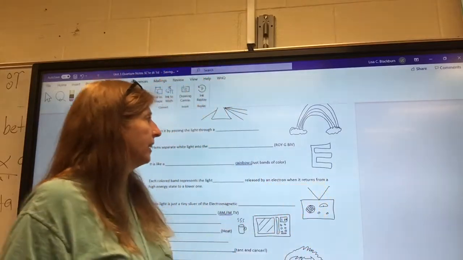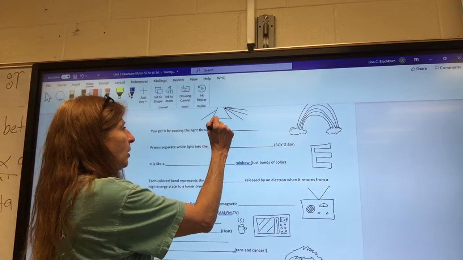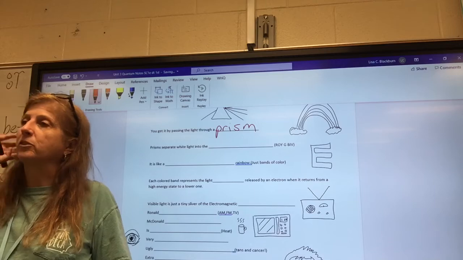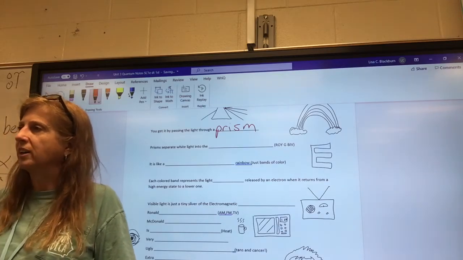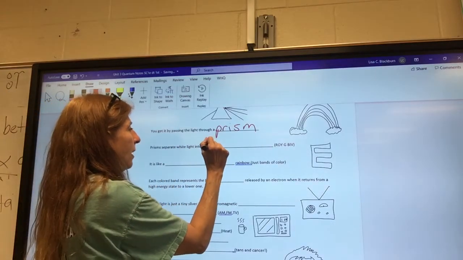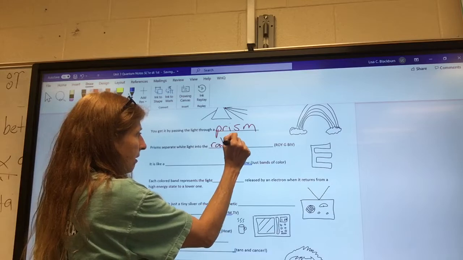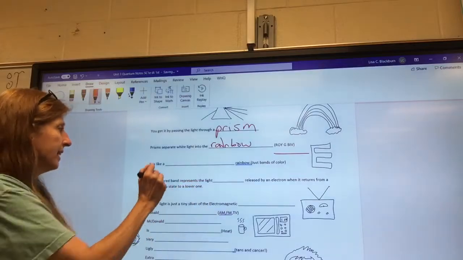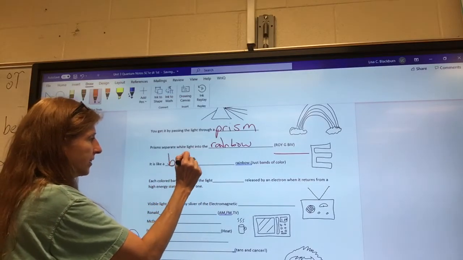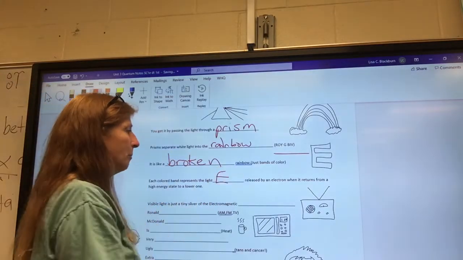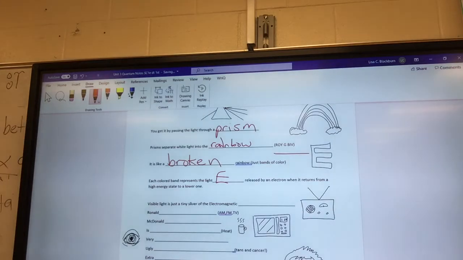You can get the rainbow by passing light through a prism. Y'all ever done that? In physical science or in elementary school, did you ever make a rainbow with a little glass triangle? That's pretty fun. Prisms separate white light into the rainbow. Roy G. Biv. It's like a broken rainbow, little lines of color. Each color represents light energy. Remember, big E is energy, released by an electron when it returns from a high energy state to a lower one.